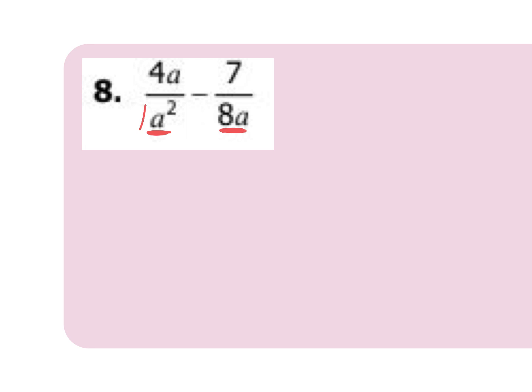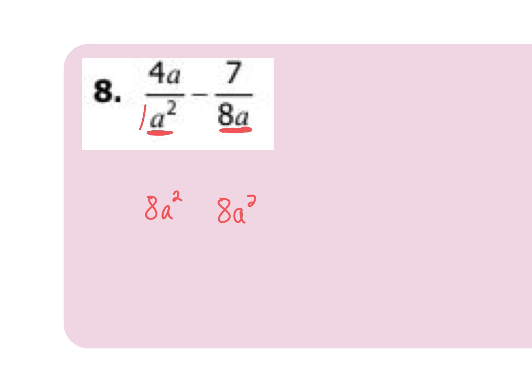So we start with just the numbers 1 and 8. Well, both of those will go into 8. So we'll need an 8 in our common denominator. And then we have a squared and a. Well, if one has a to the 2, the other one just has a to the 1, we know that we need a squared in order for both of them to be able to go in, okay?